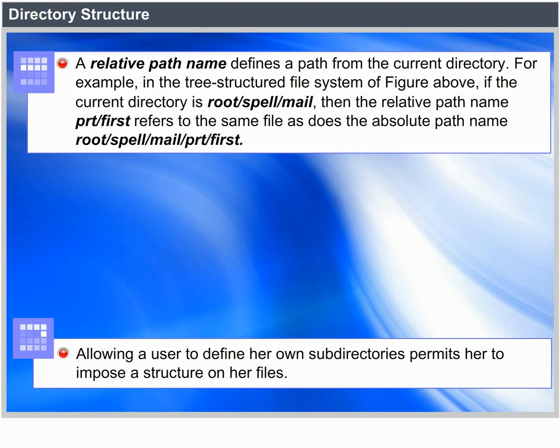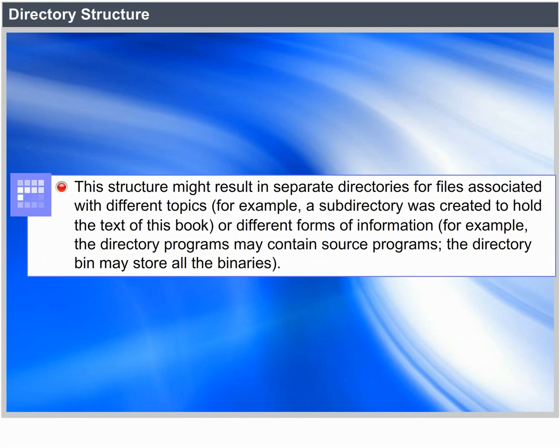This structure might result in separate directories for files associated with different topics. For example, a subdirectory was created to hold the text of this book, or different forms of information. For example, the directory programs may contain source programs. The directory bin may store all the binaries.